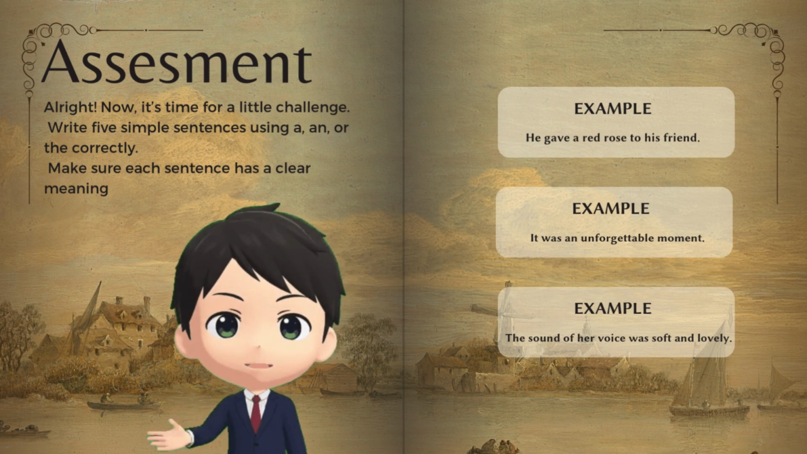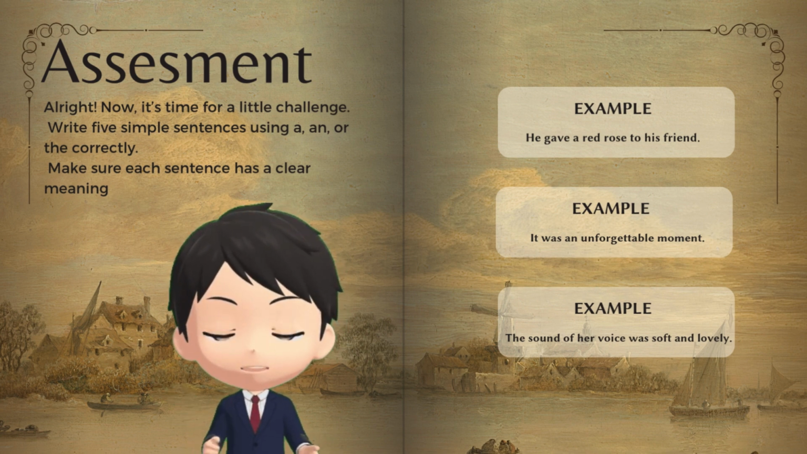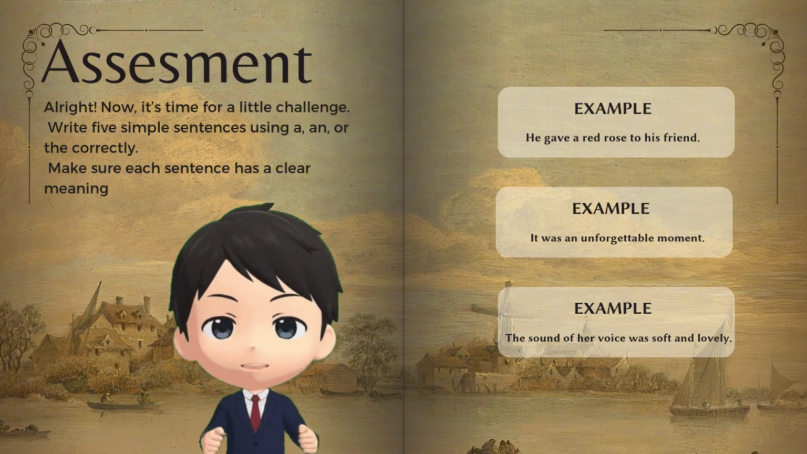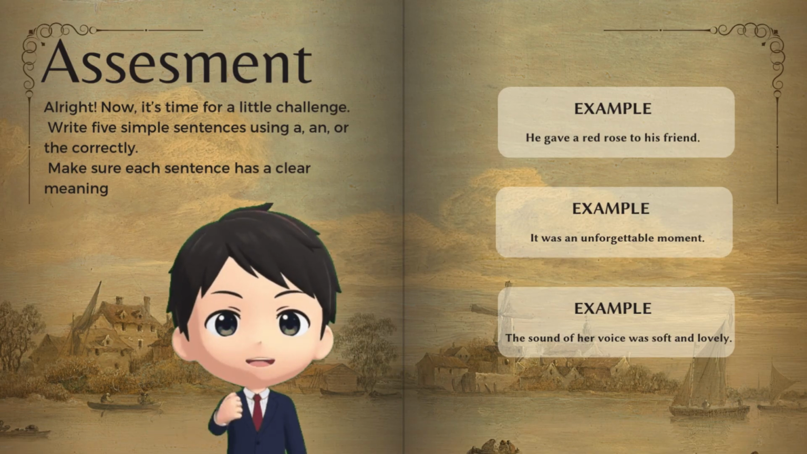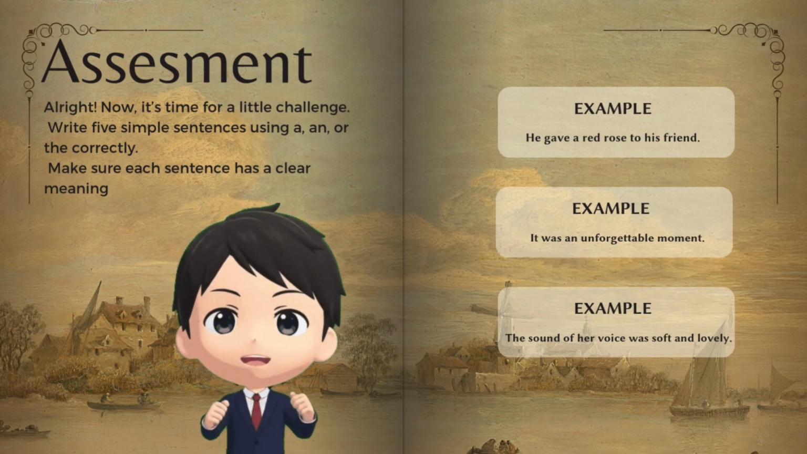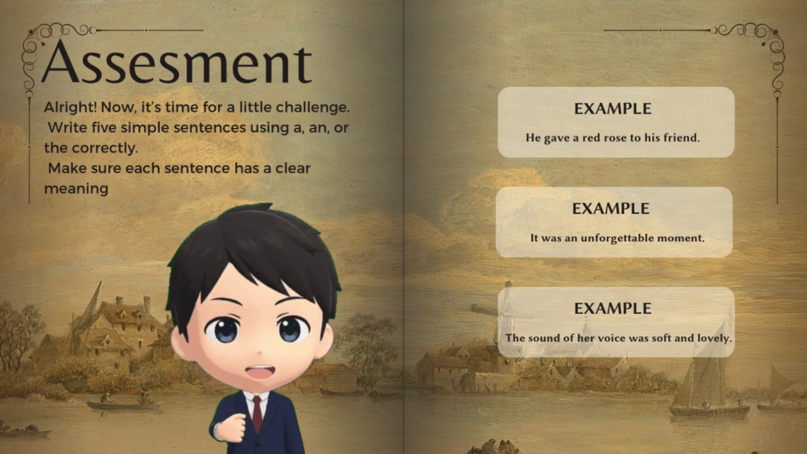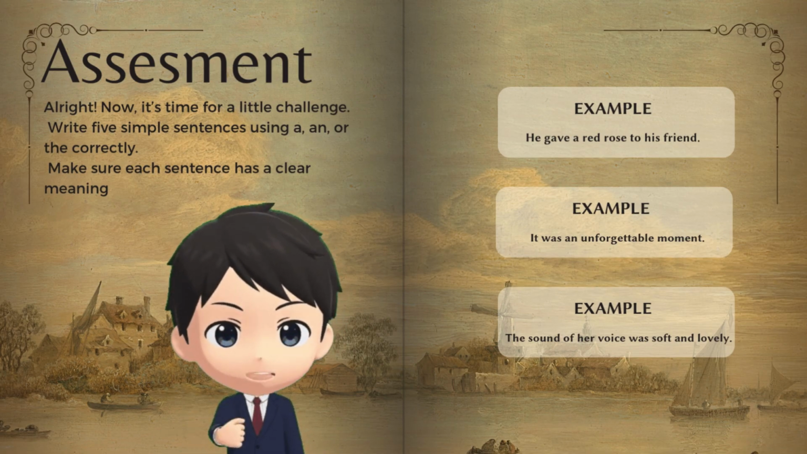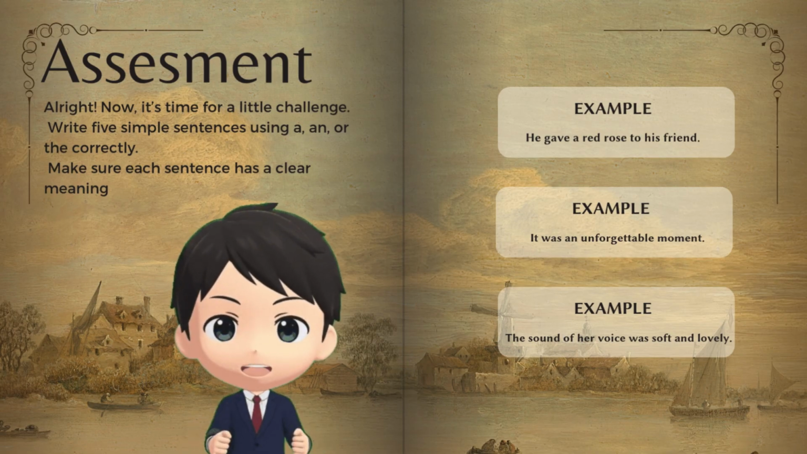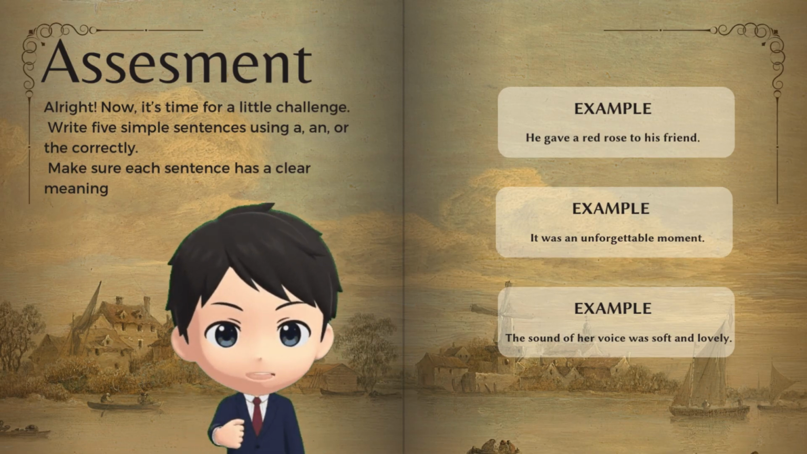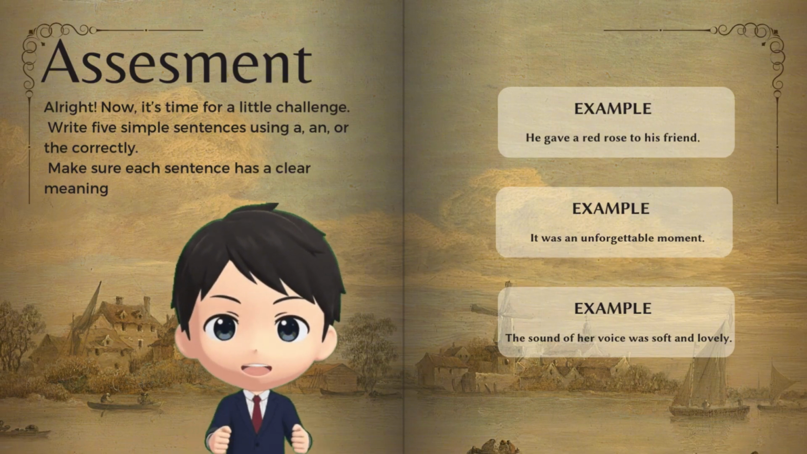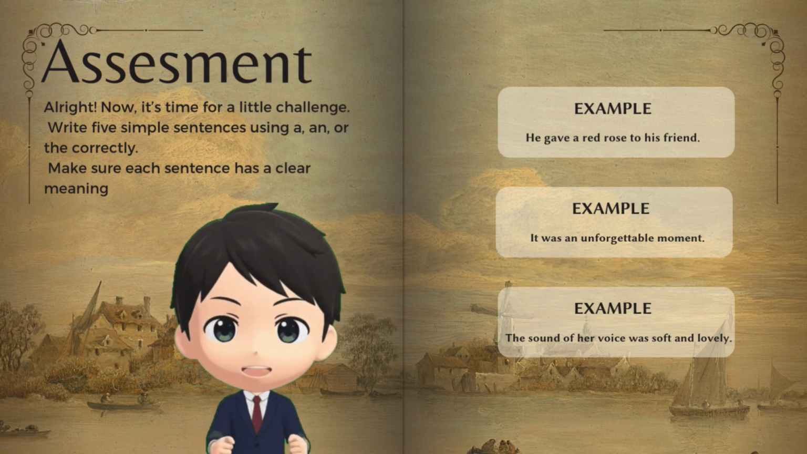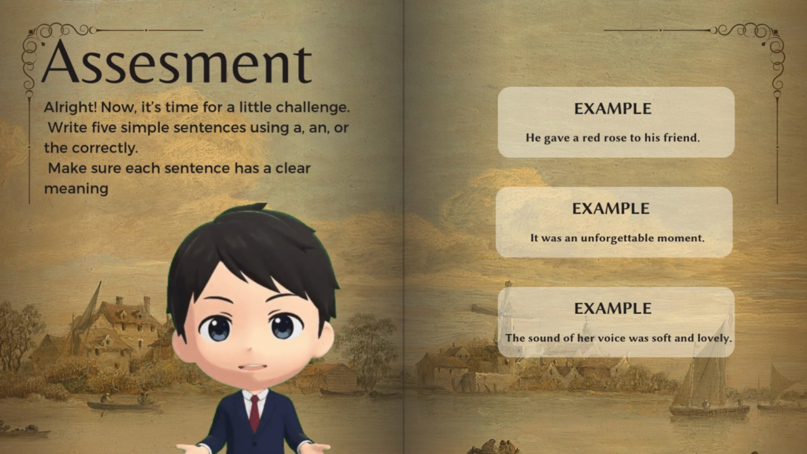For example, he gave a red rose to his friend. And another example, she heard a beautiful sound from the radio. See, both sentences use articles correctly and express something meaningful. You can write about love, friendship, nature, or anything that inspires you, just like how the poem A Red, Red Rose shows feelings through simple words.